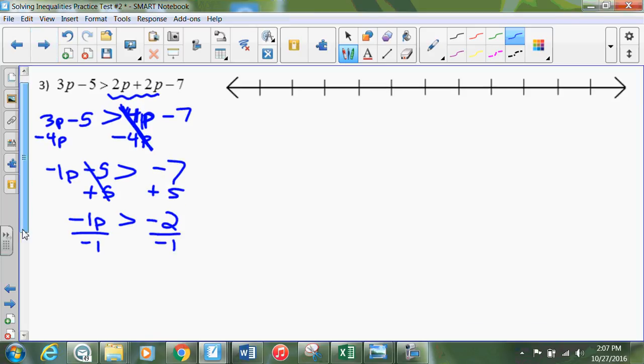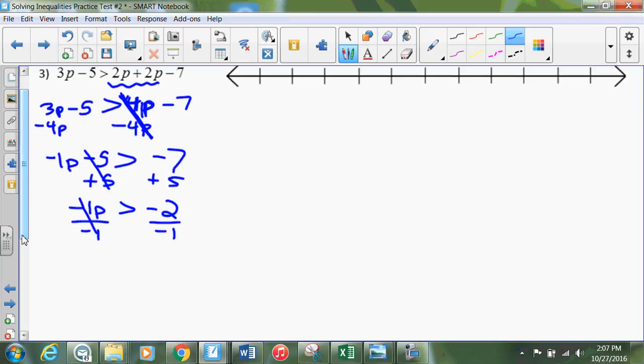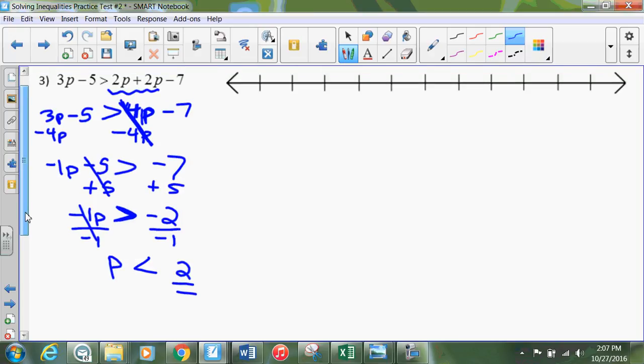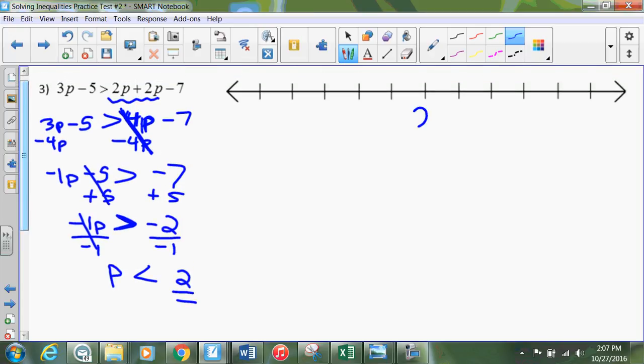Because we divided both sides by negative 1, not only do the negative 1's cancel out, and negative 2 divided by negative 1 is 2, but this sign that used to be a greater than sign is now a less than sign. So we take this number, we see our number line, we're going to put a 2 by one of the tick marks, and we read it again.